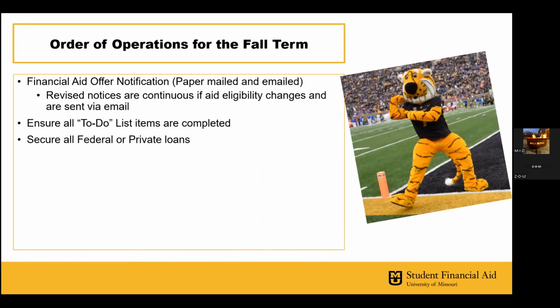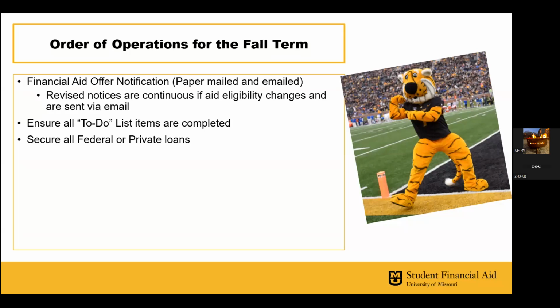We're going to want you to ensure that all your to-do list items are completed. You do that by logging into Mizzou and checking your to-do list. Please know that the financial aid offer notification that we are sending out to you is tentative until all of your to-do items are completed on your list. So it's really important to do those early.